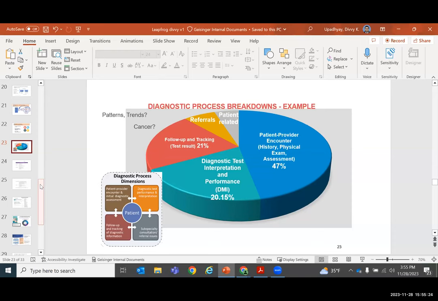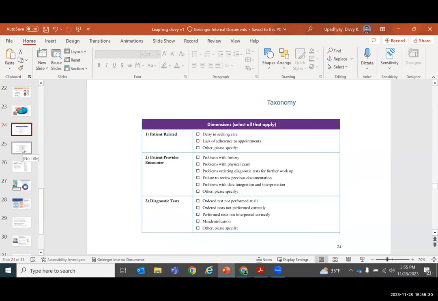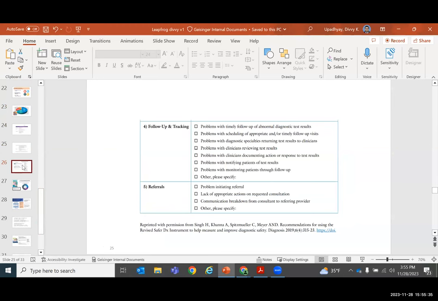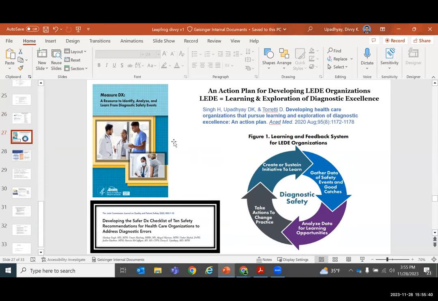And then, of course, there's a lot of taxonomy out there. We've used the Safer DX group, and then there's Dr. Schiff with the DEER taxonomy. No dearth of resources. You can read about the CICD in detail, the initial stages, the formation, and the charter in this paper that we've published, Developing Healthcare Organizations That Pursue LEAD, that is Learning and Exploration of Diagnostic Excellence, which came out about 4 years ago. We just proposed the same common concept from the learning health system: you gather data of safety events and good catches, you analyze them, you take actions to change practice, and you sustain those initiatives. And you can put this lens towards diagnostic safety.